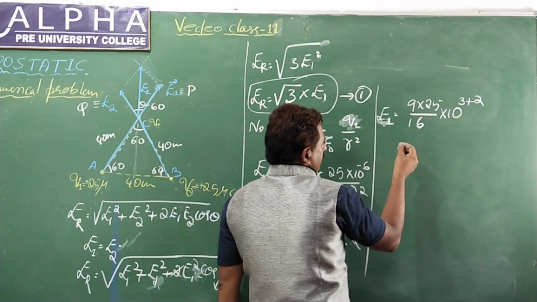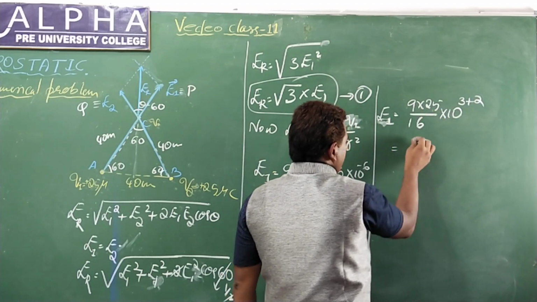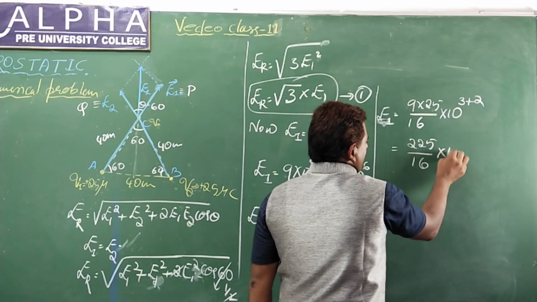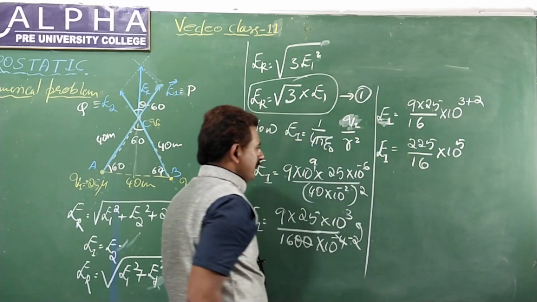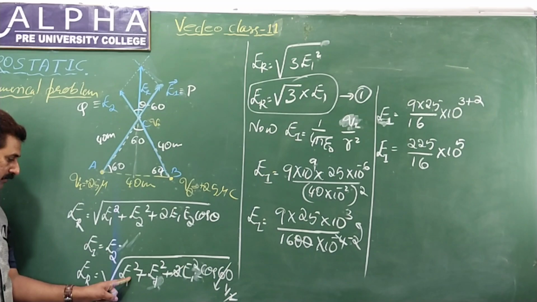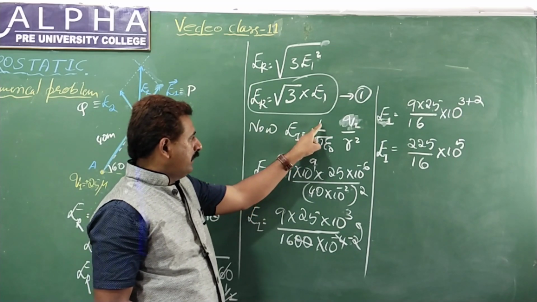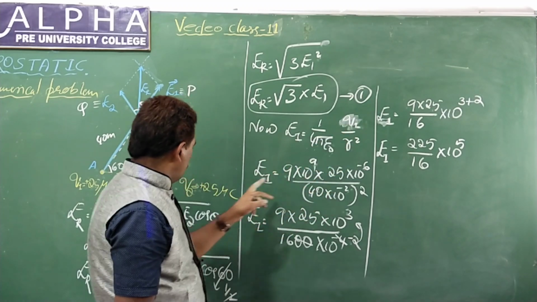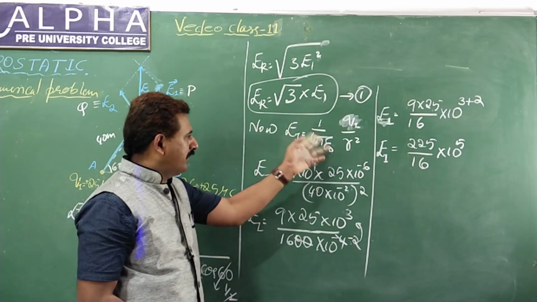I can write this as 9 into 25, 25 tens are 250, so 225 divided by 16, 10 raised to the power 5. That is E1. Students, I put this condition to simplify it further. I think you wondered why. Check it once again. For E2, you write 1 over 4 pi epsilon, Q2 by R square. What is Q2? Q2 is 25 only. What is R2? That is also 40. It remains the same. That's why E1 equals E2.